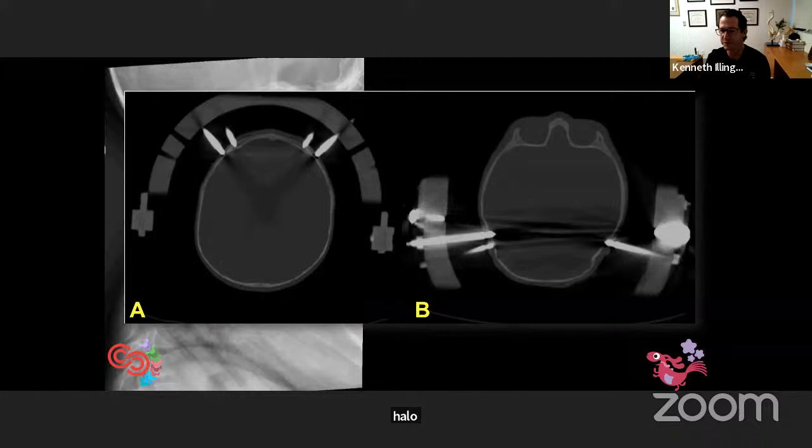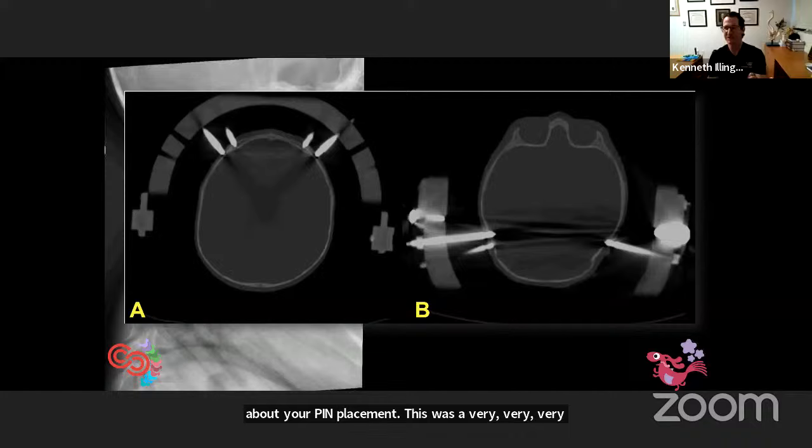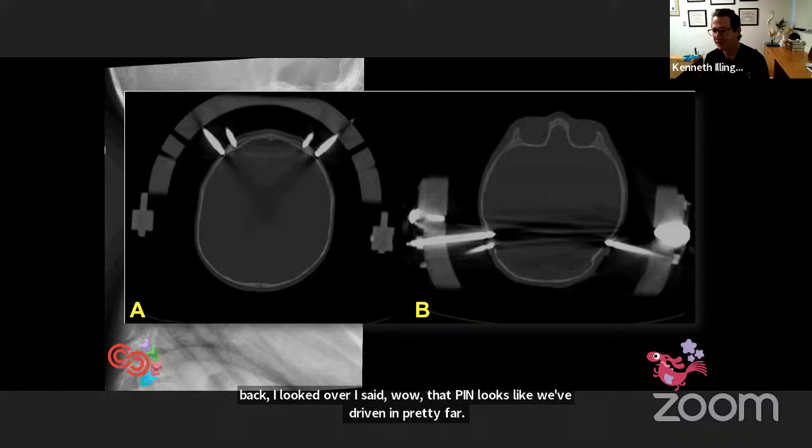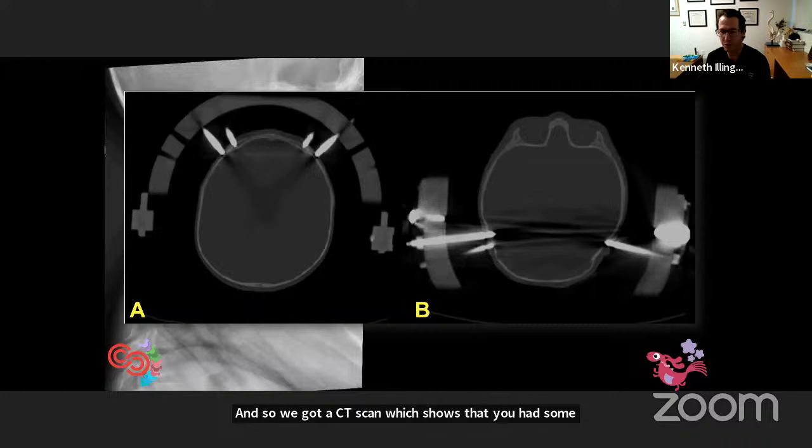As we were placing pins, I could barely get the torque up past one. And as I had people driving pins in through the back, I looked over and I said, wow, that pin looks like we've driven in pretty far. So we got a CT scan, which shows that you had some skull penetration here. So you've got to be careful about these kids with poor bone quality, these skeletal dysplasia, osteogenesis imperfecta. The book answer for adults is you drive these pins up to 8 pounds, but in kids, you're highly likely not going to get that, and you're often going to get much less. So you've got to be very careful.